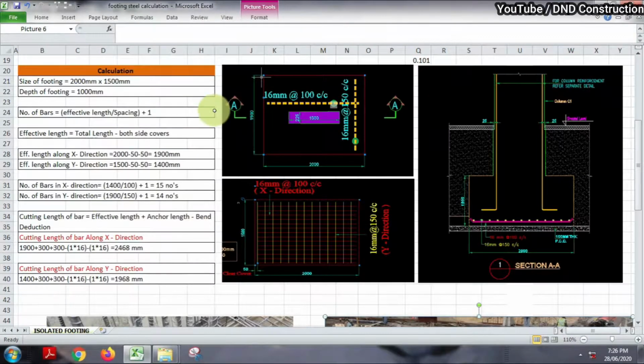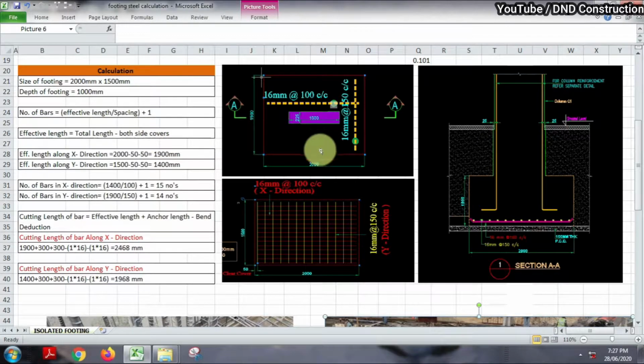As you can see, the size of the footing is 2000 mm in the x direction and 1.5 meter, 1500 mm, in the y direction, and the depth of the footing is given. This is our cross section and here you can see the depth is 1 meter, and this is the center of the footing. One column is there and the column size is 1 meter by 225 mm. This is the column.